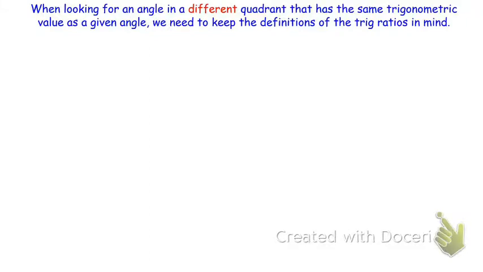In this video, we'll review how to find an angle in a different quadrant that has the same trig ratio as a given trig ratio. To do this, we're going to need to look at the definition of our trig ratios. Keep in mind that sine of theta is y over r, cosine theta is x over r, and tangent theta is going to be y over x.